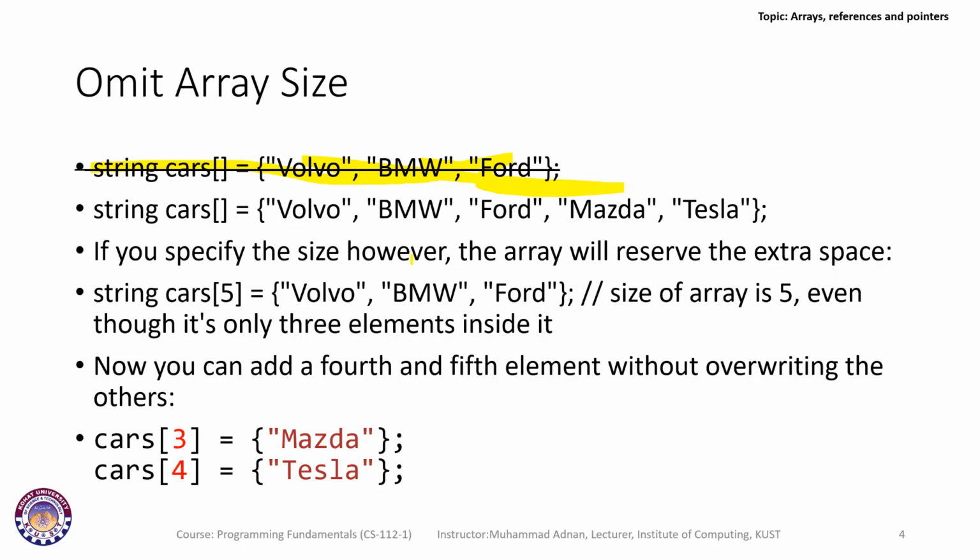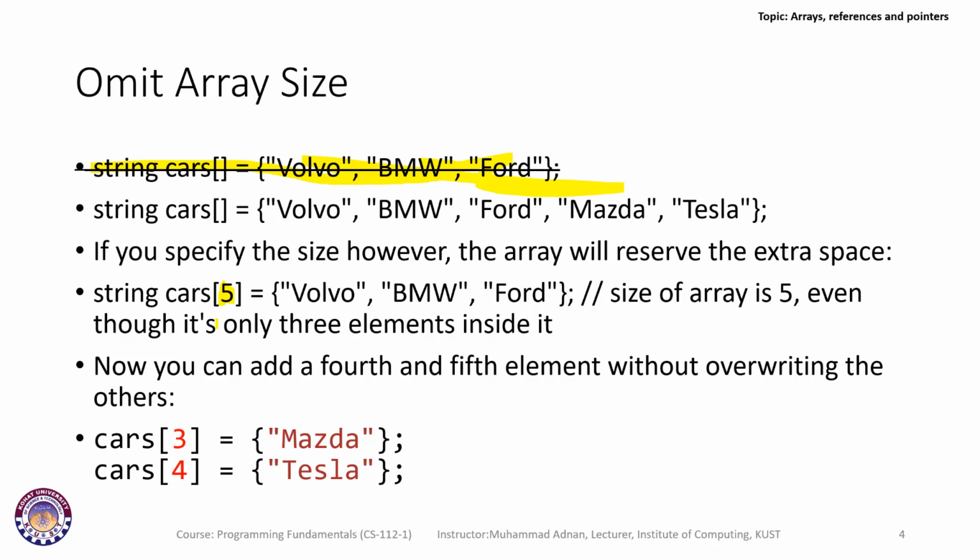If you specify the size, however, the array will reserve the extra space. For example, you are specifying the size, in this case 5, and you are inserting only three elements in cars. In this case the array will reserve the extra space, so we have 2 extra spaces. The size of the array is 5, even though there are only 3 elements inside, but later on you can insert the 2 elements inside this cars array. So now you can add the 4th and 5th element without overwriting the others. So in our case, cars[3] means that at location 3, if we start from 0, 1, 2, 3, we will have Mazda, and at location 4 we will have Tesla. So now we can insert the other values if you want to add them.